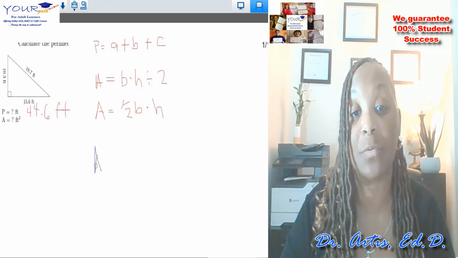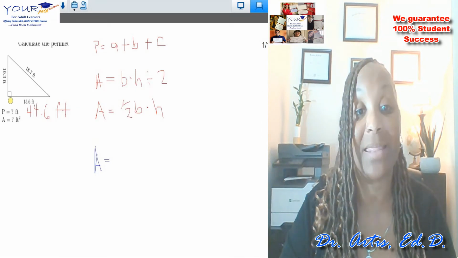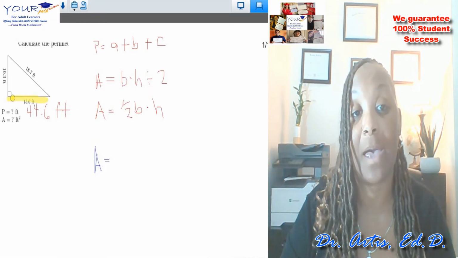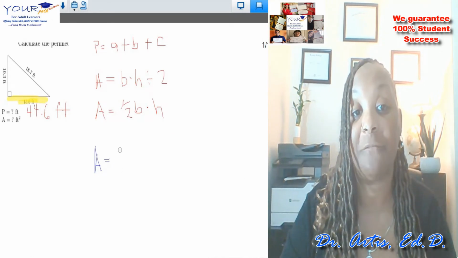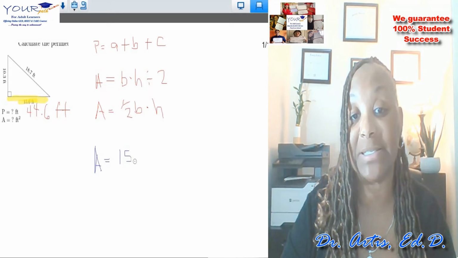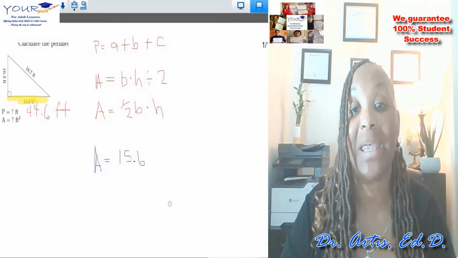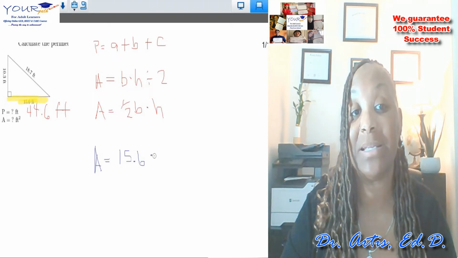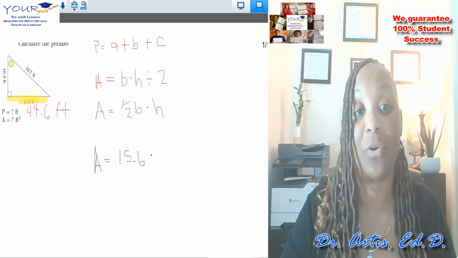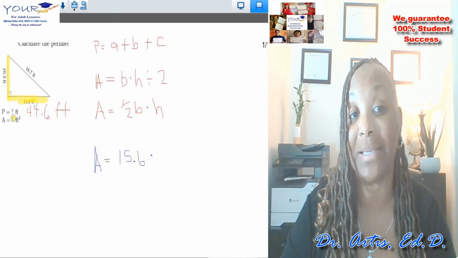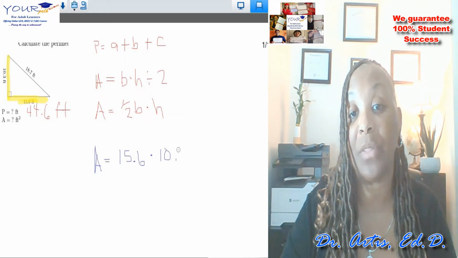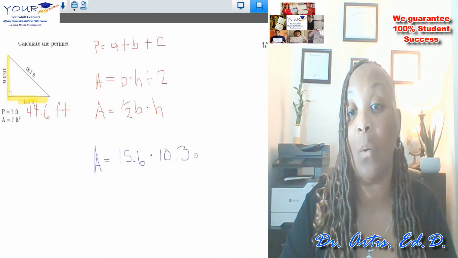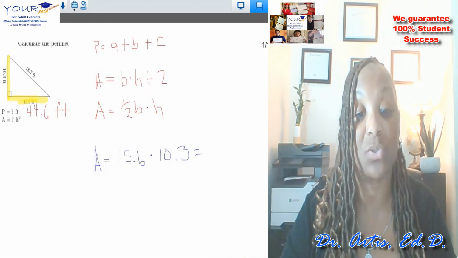So we have A equals, the base of this triangle is at the bottom. This is your base here, okay? So the measurement for the base is 15.6 feet, okay? Now we're going to multiply this times the height. Your height is vertical. So this here would be your height. The height is 10.3. When we multiply these two, let's go to our calculator.